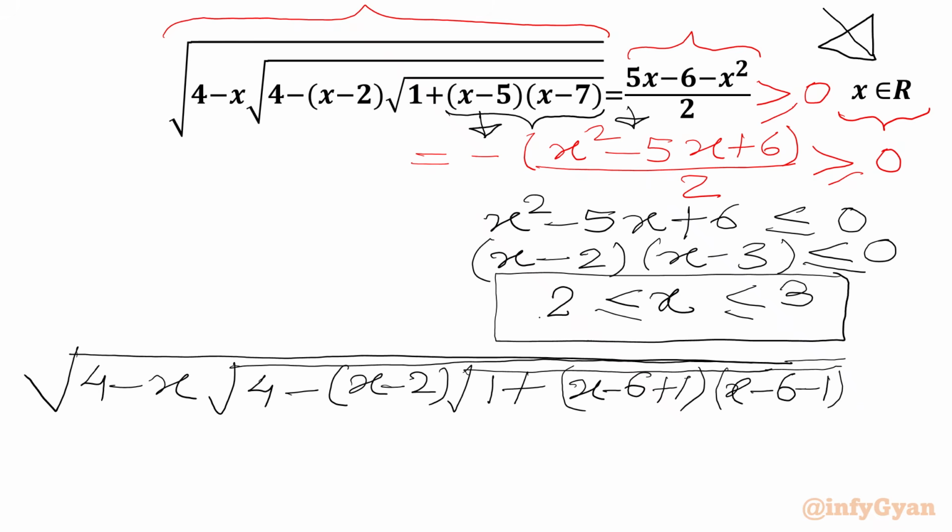Now, if we consider x minus 6 equal to a and 1 equal to b, then we have the (a plus b) times (a minus b) form, which is equal to a square minus b square. So (x minus 6) whole square minus 1 square. Now 1 square is equal to 1, so we can cancel this plus 1 with minus 1. So there will be (x minus 6) whole square in the radicand part only. Let me write here.